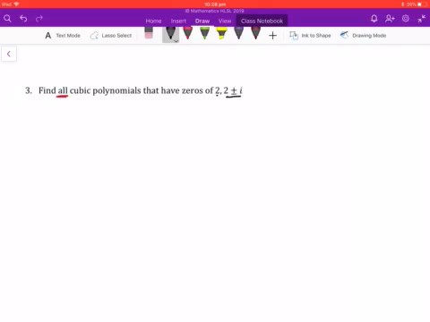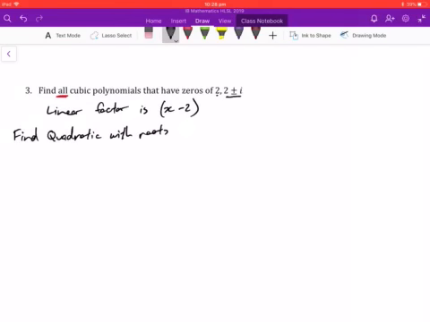So obviously if 2 is a zero, then a linear factor is x minus 2. That almost goes without saying, I'll just state that. Then we need to find the quadratic with roots 2 plus or minus i.